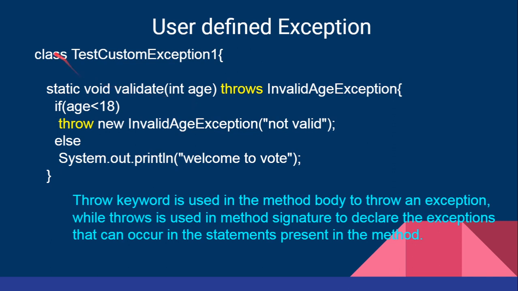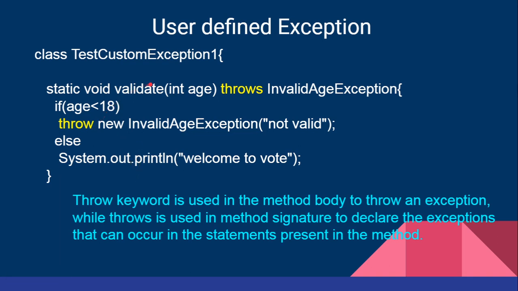So how it goes as usual: class and then the name of the class, TestCustomException1. Here the custom exception is customized by the user as he wishes. One example is given. We can define as many examples as we wish depending upon the application we are using. So static void validate(int age). This is the function name which is going to validate the input, which is age. Based on whether this age is less than 18 or greater than 18, we are going to throw the exception or do the rest of the program.